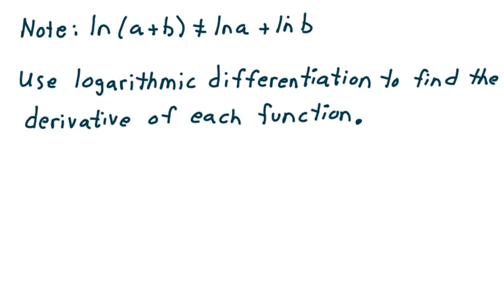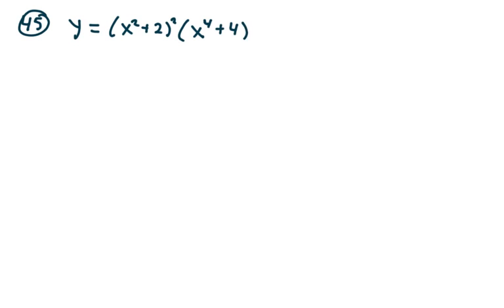Now, the directions say to use logarithmic differentiation to find the derivative of each function. And with that, we're going to take a look at problem number 45. Suppose y equals (x squared plus 2) to the second times (x to the fourth plus 4) to the fourth. Now, we want dy/dx, and so what I'm going to do is take the natural log of both sides.